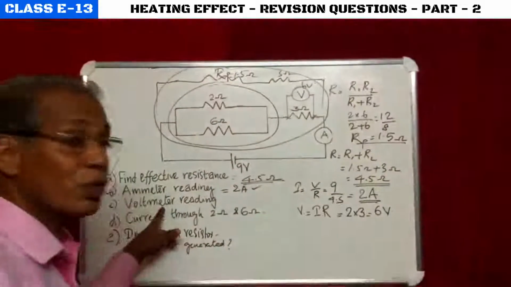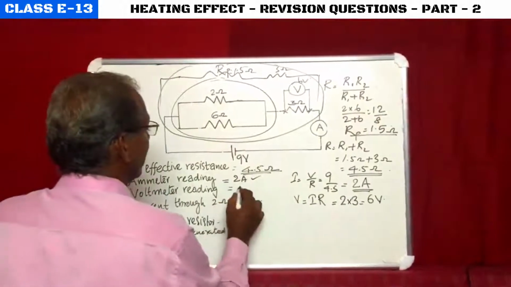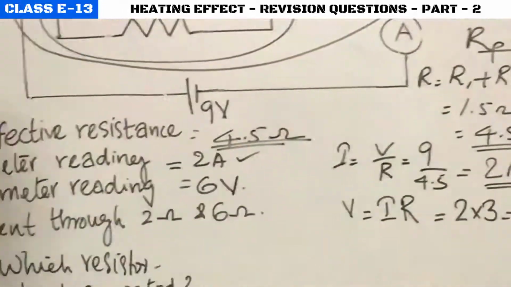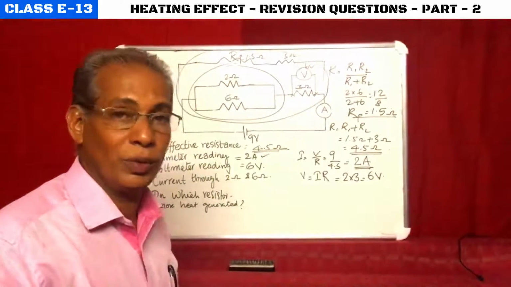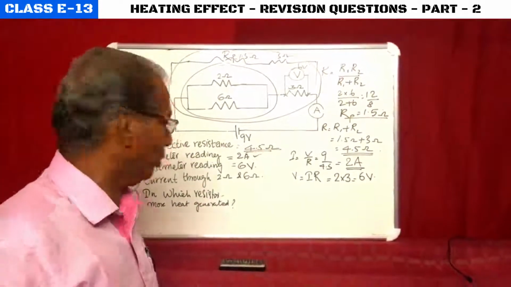So that part also we have covered. Voltmeter reading, that is 6 volt. Volt is the unit. So the reading is 6 volt, no problem.